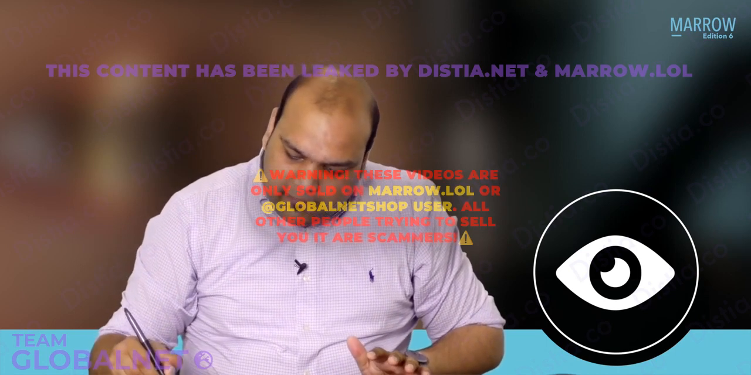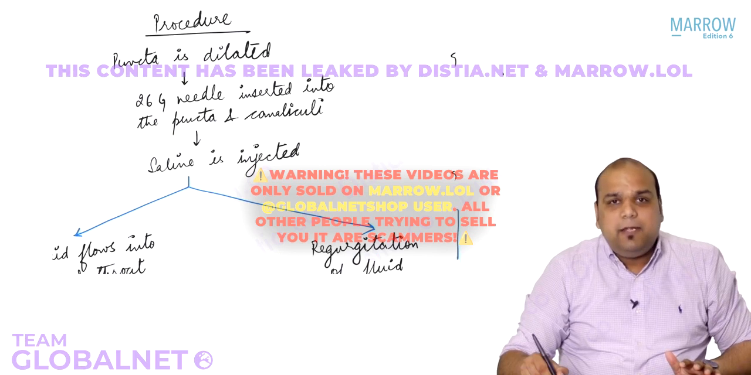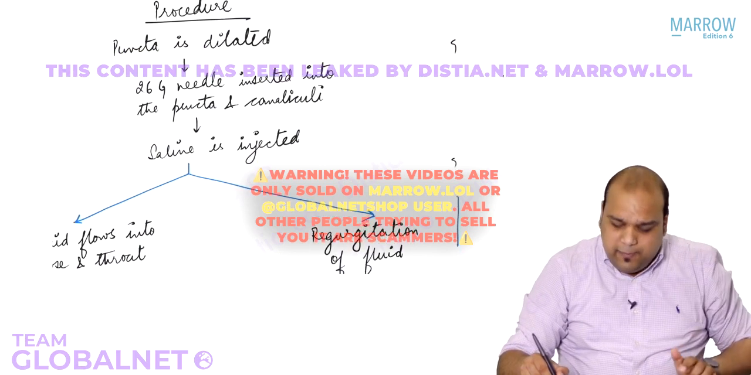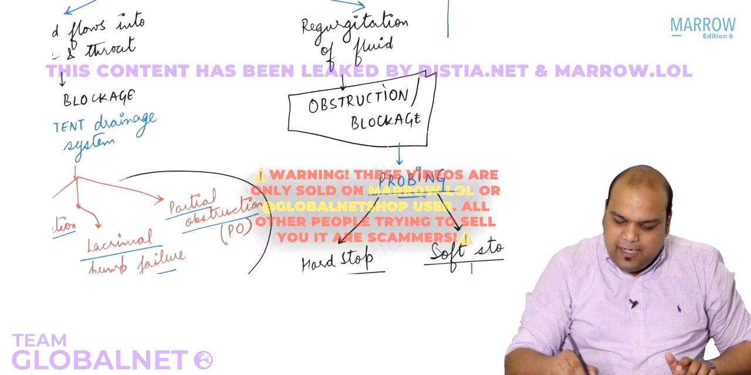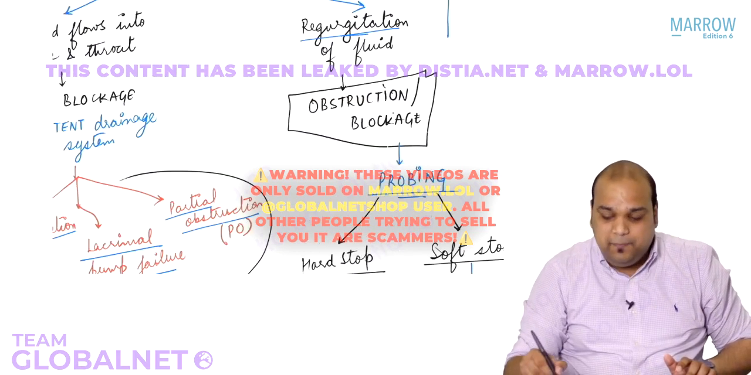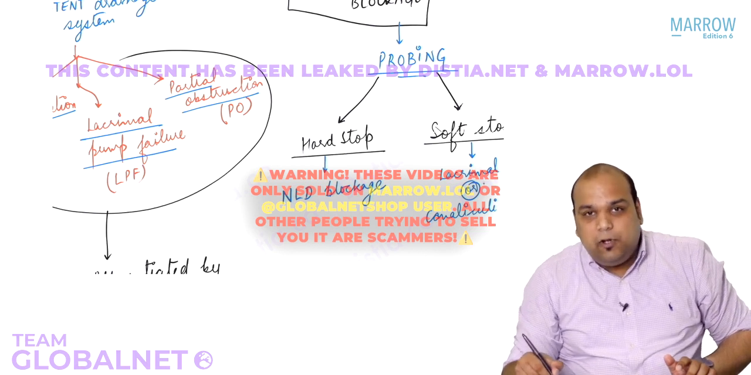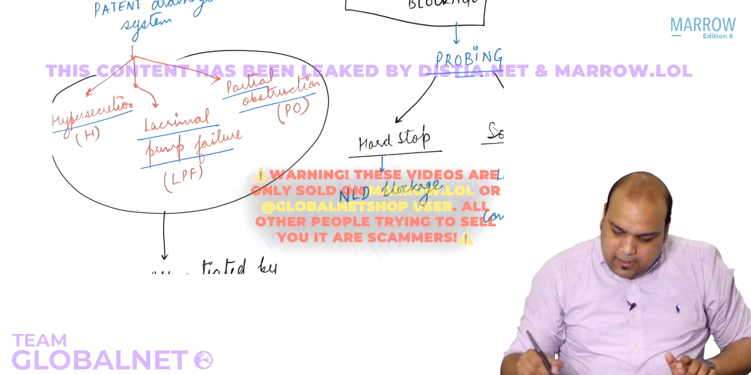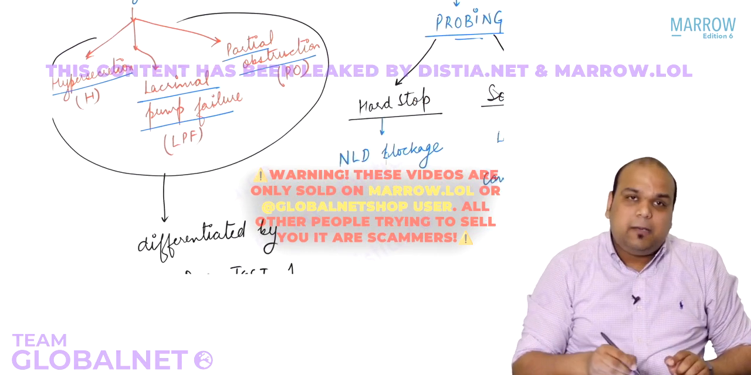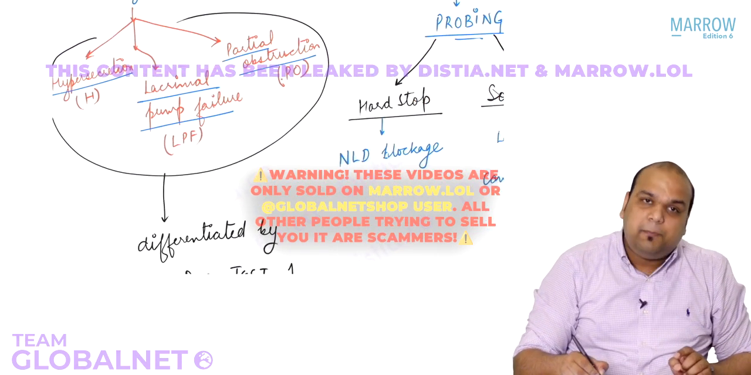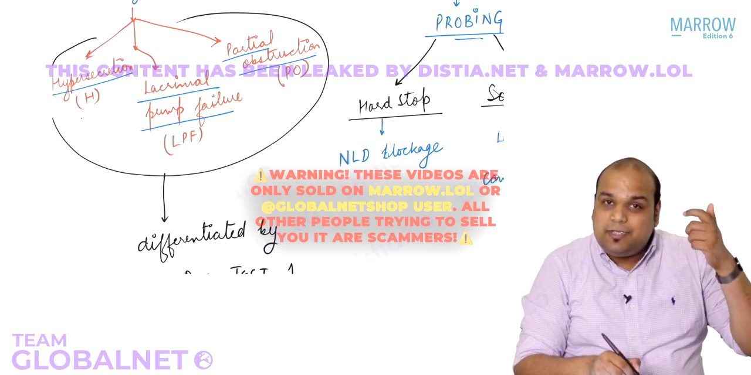Let's just see it again, everybody, from the top. It will be very easy. First of all, what we are doing, everybody, we are trying to push in the fluid. If the fluid does not go into the throat, if it regurgitates, everybody, there is obstruction. If there is obstruction, hard stop NLD blockage, soft stop lacrimal or canalicular blockage. But if the patient has fluid in the throat, everybody, it can either be hypersecretion, lacrimal pump failure, or partial obstruction. If there is hypersecretion, you do Jones dye test 1.